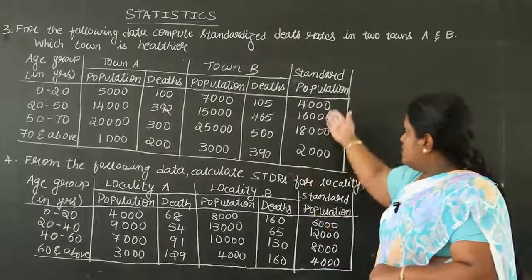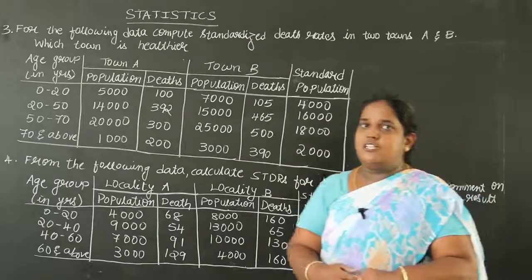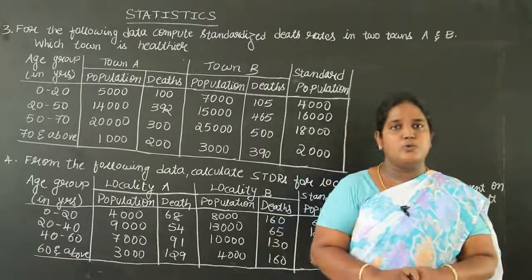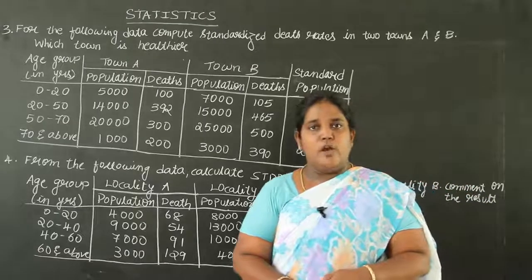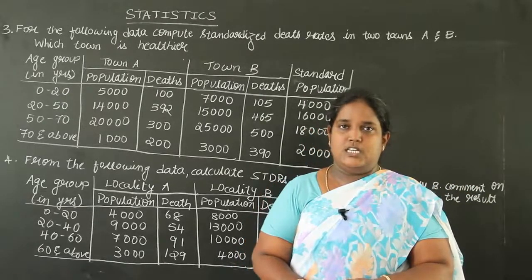And here the standard population was specified separately. So in the next class we'll do the problem where one of the given populations is taken as the standard.